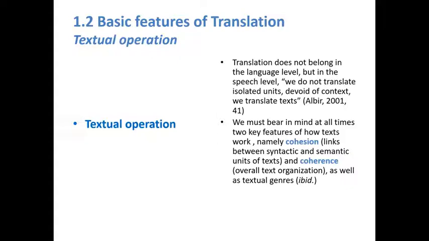what links exist between the syntactic structures, grammatical structures of a text, and the meaning in that text, or coherence, how texts are organized so that they are perceived as intelligible, readable units. And we need to know about textual genres. We need to know what makes a contract, or what features make a poem, etc. So we deal with texts, not with overall languages when we translate.